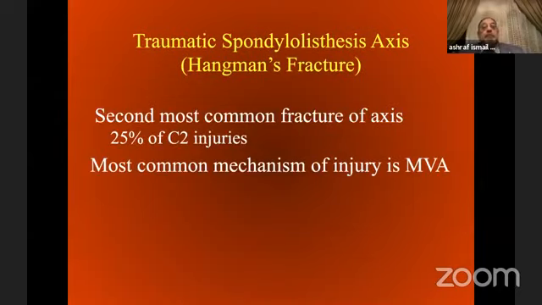This is the second most common fracture of the axis. The most common fracture of the axis is the fractured odontoid. The second most common is traumatic spondylolisthesis of the axis, a fracture of the pars interarticularis of the axis. They called it hangman's fracture because of the mechanism of injury.